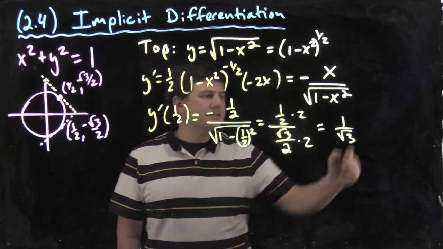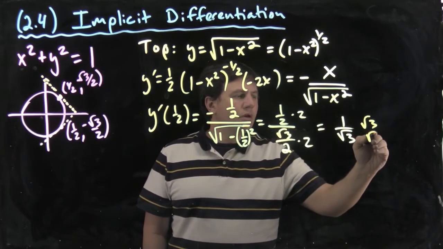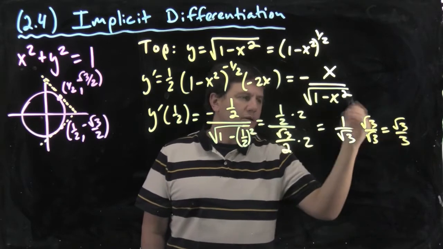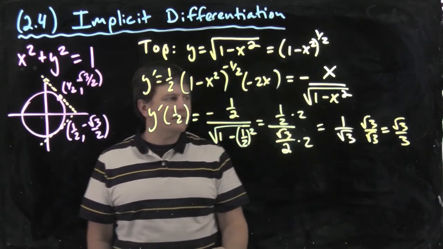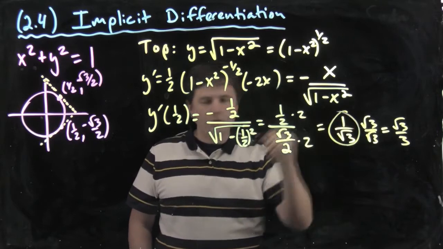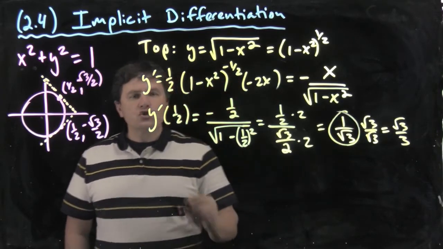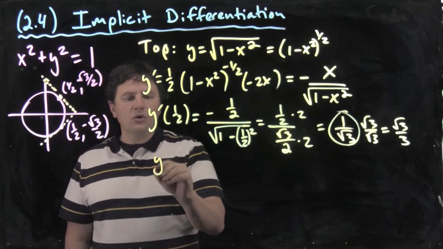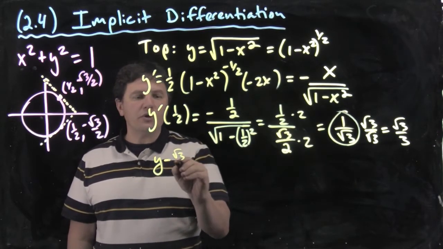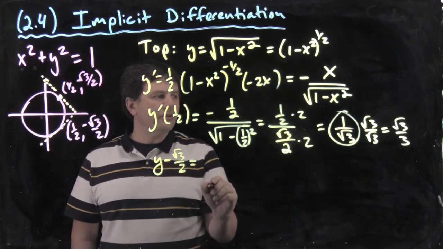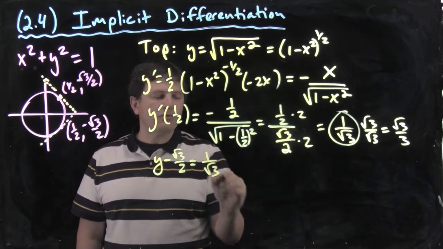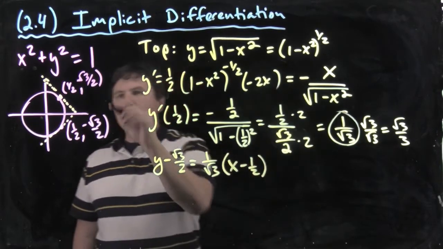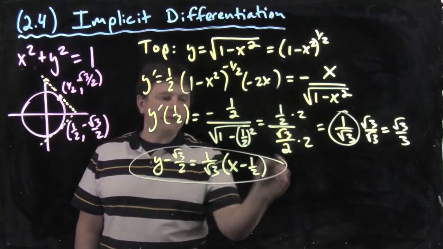If we did rationalize it, we would get radical 3 over 3. But however you want to express that is fine with me. Let's just leave it 1 over radical 3. Okay, so my tangent line here would be y minus radical 3 over 2 equals the slope of 1 over radical 3, and then x minus 1/2. And that is our tangent line I have drawn up there.